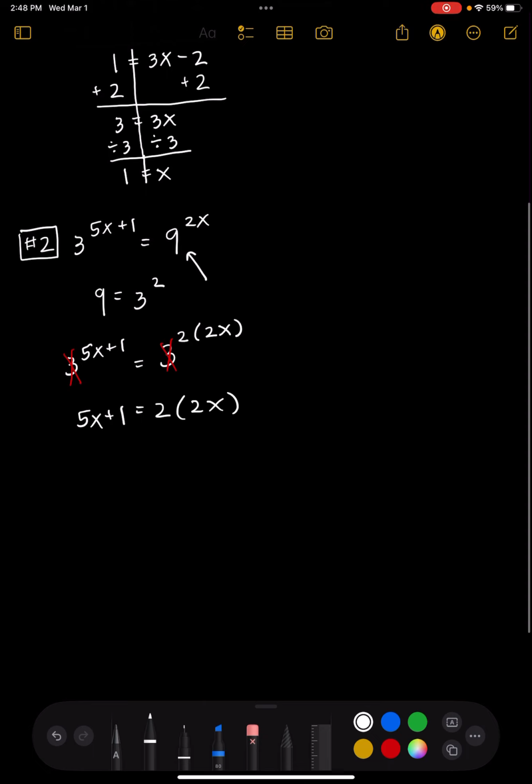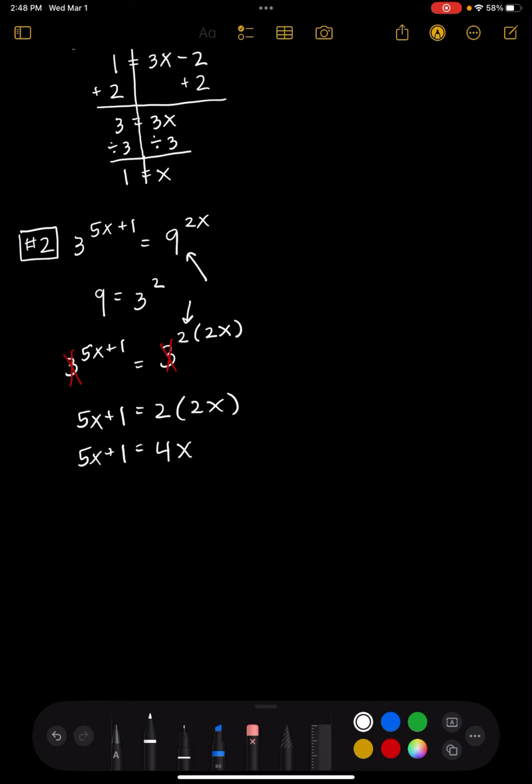Notice that the original exponents just didn't drop. You had to take the 2 from the 3 squared with it. And this is because we needed to change those base numbers to be the same. So now let's just simplify that a little bit. 5x plus 1 is equal to 2 times 2x, which is 4x.